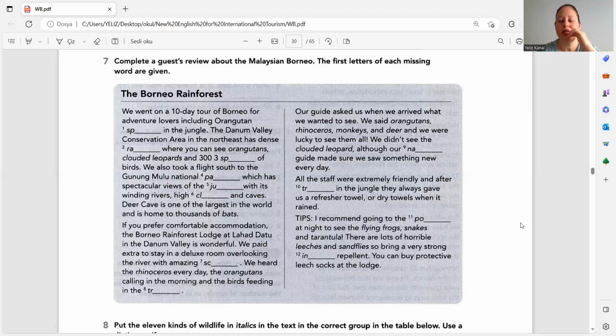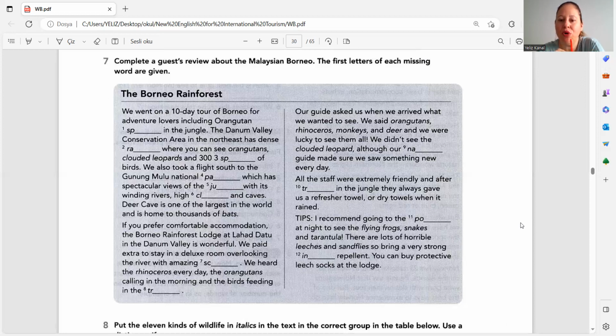Let's see what this is. After blah blah in the jungle, TR. What do you do in the jungle? You walk, right? What is it called exactly? TR, trekking, right? Yes. All the staff were extremely friendly, and after trekking in the jungle, they always gave us a refresher towel or dry towels when it rained.